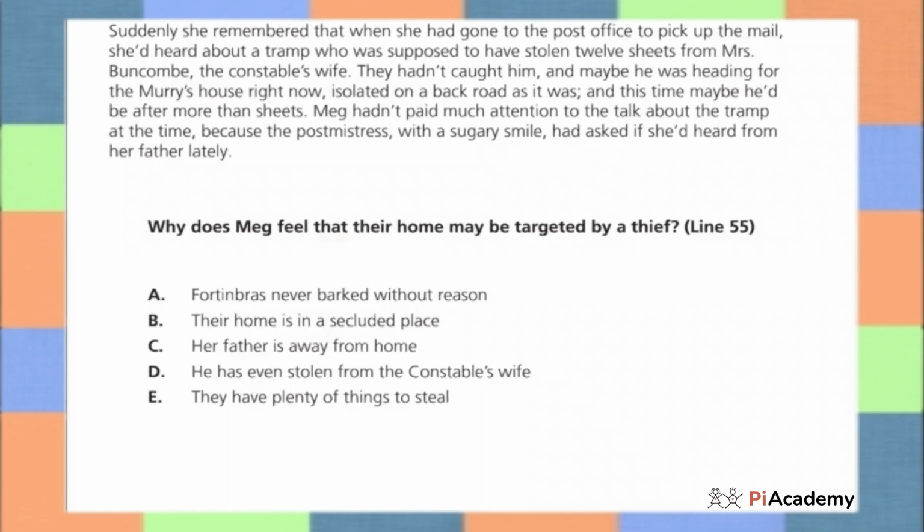Suddenly she remembered that when she had gone to the post office to pick up the mail, she'd heard about a tramp who was supposed to have stolen 12 sheets from Mrs. Buncombe, the constable's wife. They hadn't caught him, and maybe he was heading for the Murrays' house right now, isolated on a back road as it was, and this time maybe he'd be after more than sheets. Meg hadn't paid much attention to the talk about the tramp at the time, because the postmistress, with a sugary smile, had asked if she'd heard from her father lately.